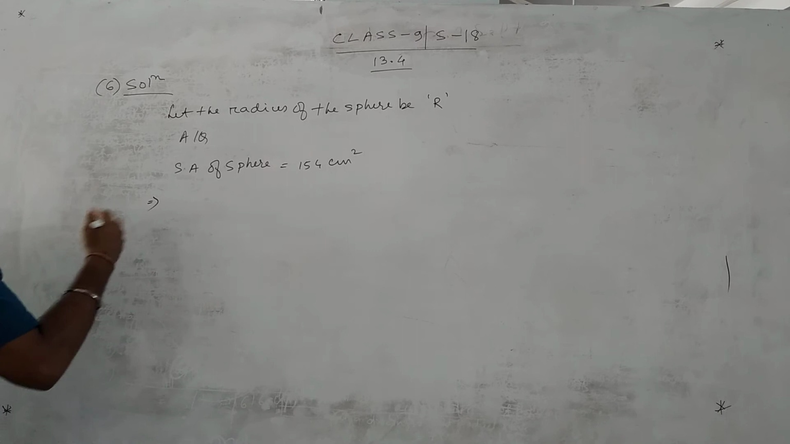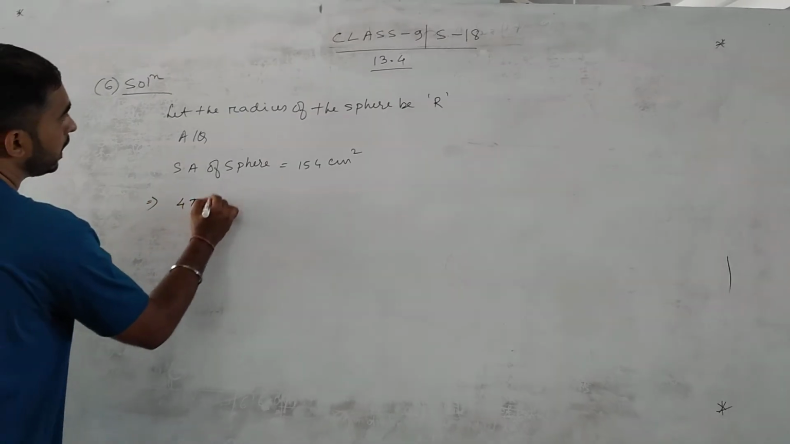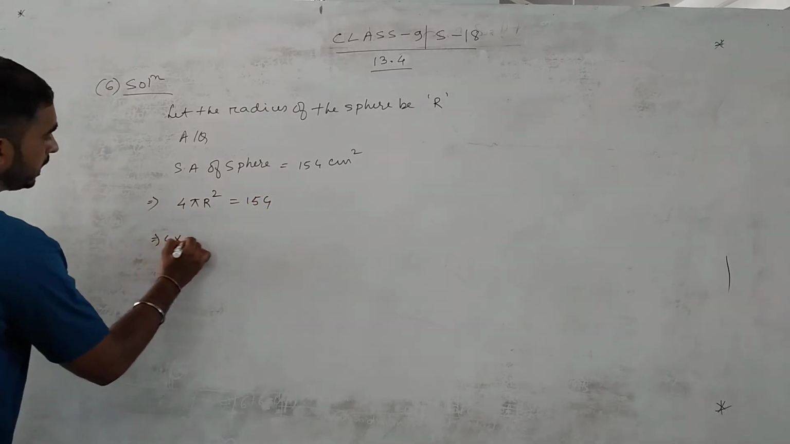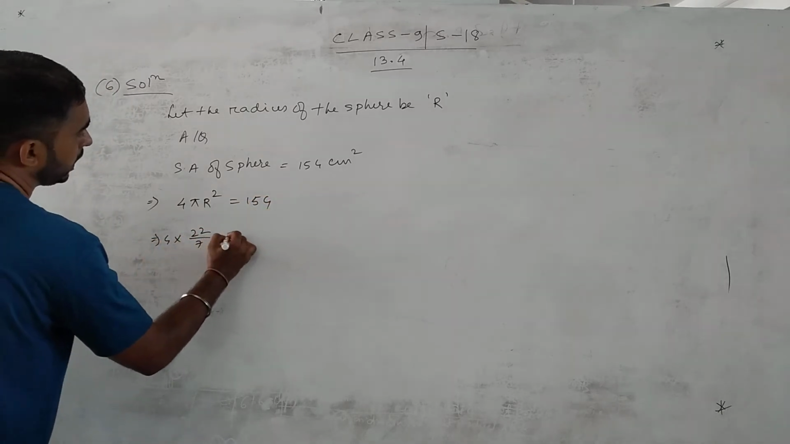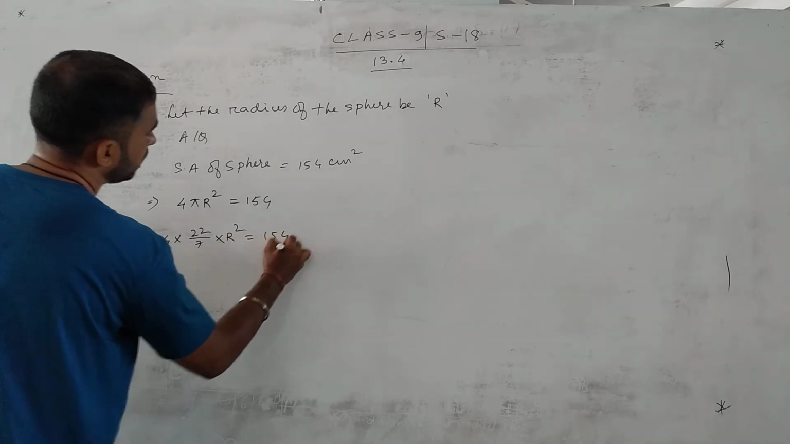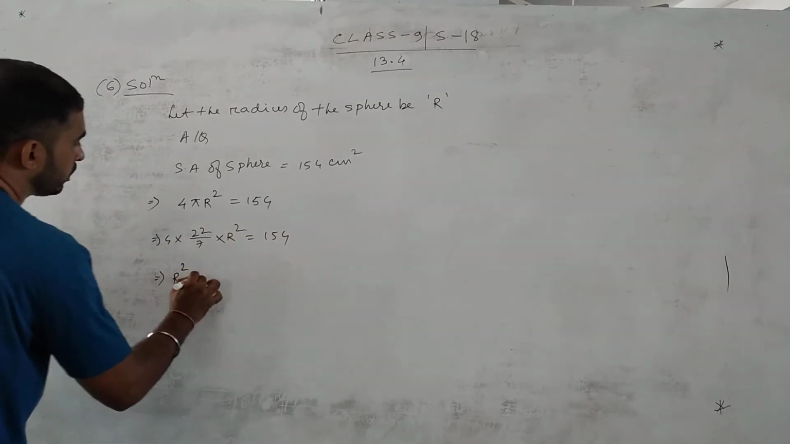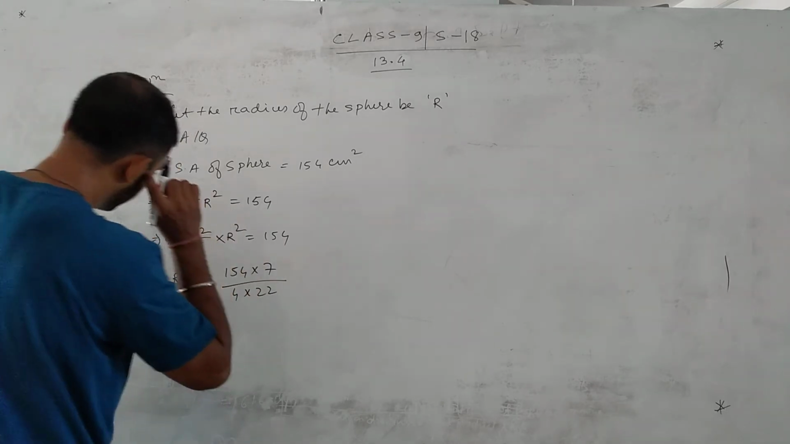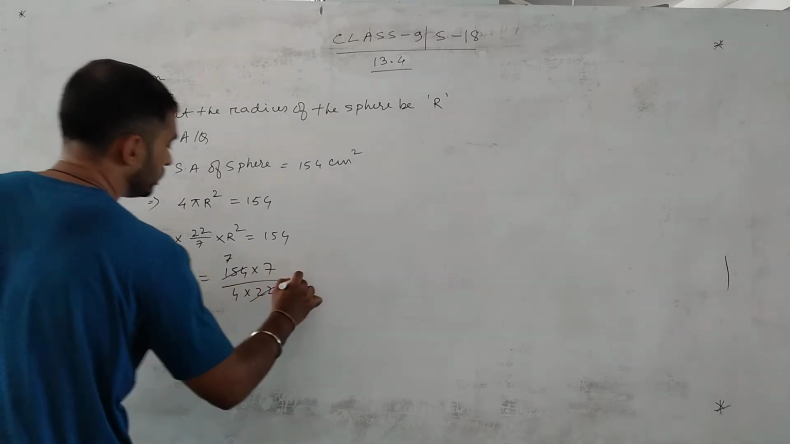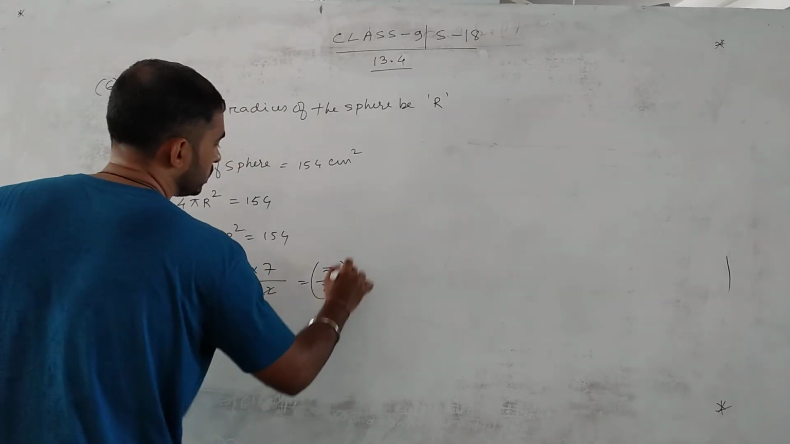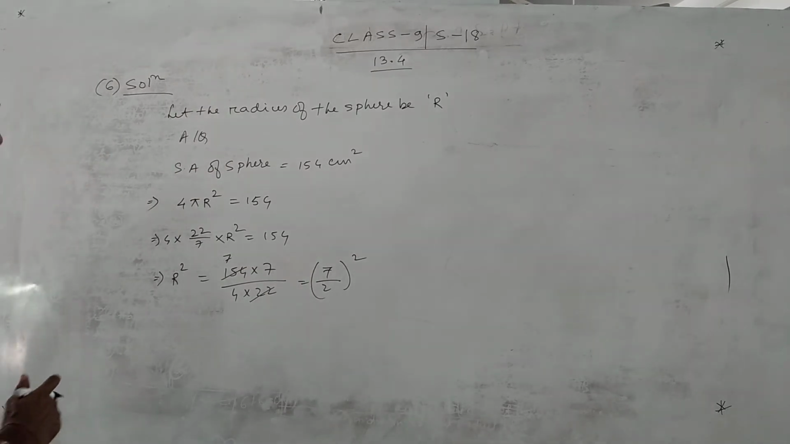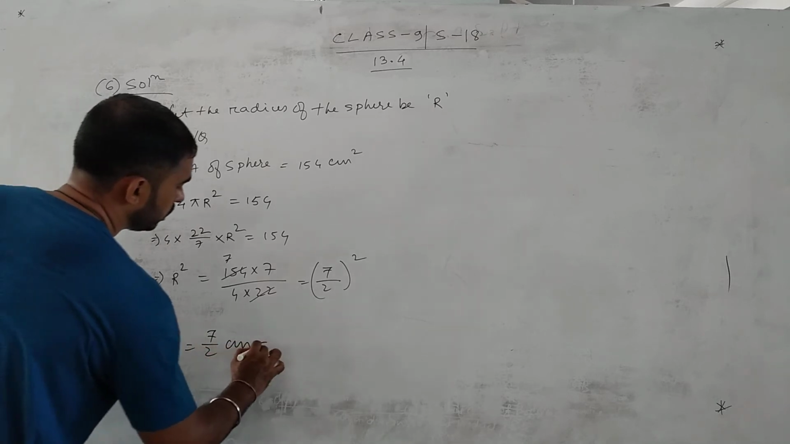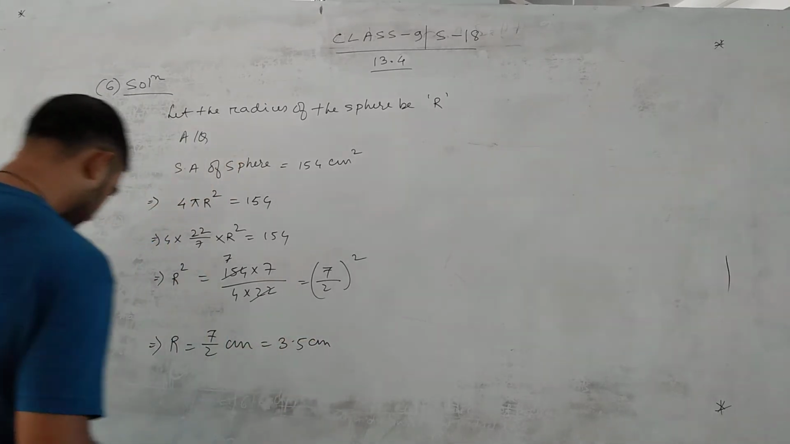Now the surface area of a sphere formula is 4 pi r square equal to 154. Here pi is 22/7, so r square equals 154 into 7 by 4 into 22. So 22 and 7 cancel, which is equal to 7 by 2 whole square. So r square equals 7 by 2 whole square. So r equals 7 by 2 centimeter, which is equal to 3.5 centimeter.